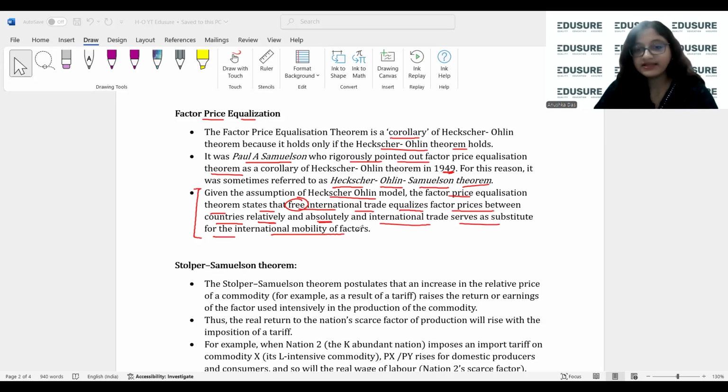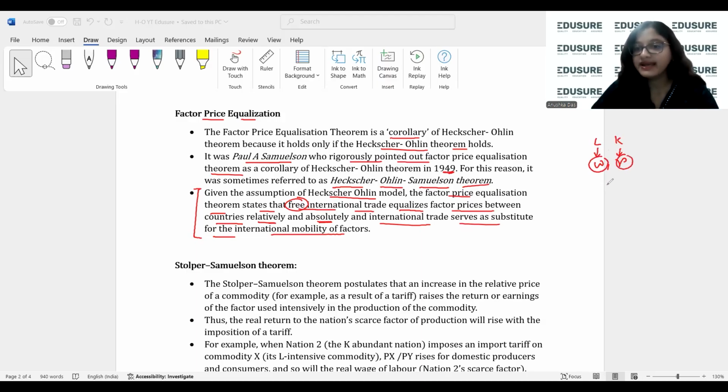What this theorem tells you is that if you promote free trade, with no barriers, so any country can trade with any other country without any sort of restrictions, then the reward that the factors will get, and reward is basically wages and rentals. You have two factors of production: wage is the reward for labor and rental is the reward for capital.